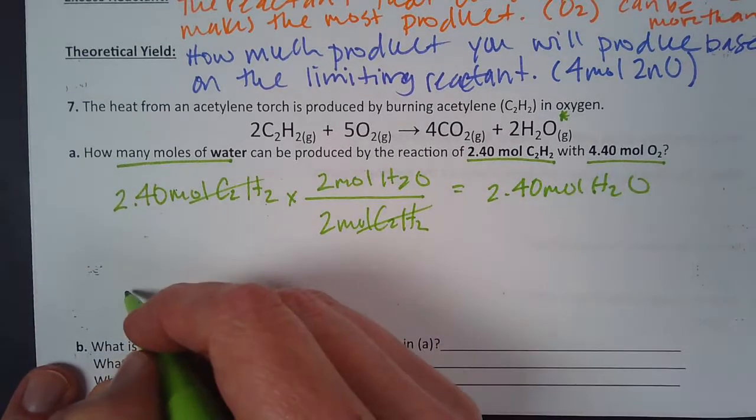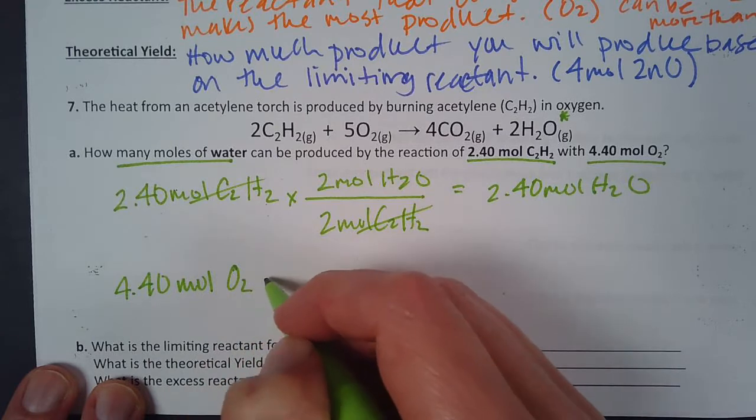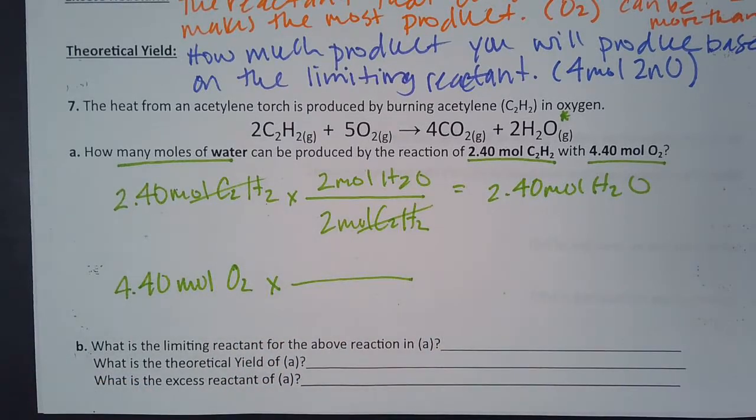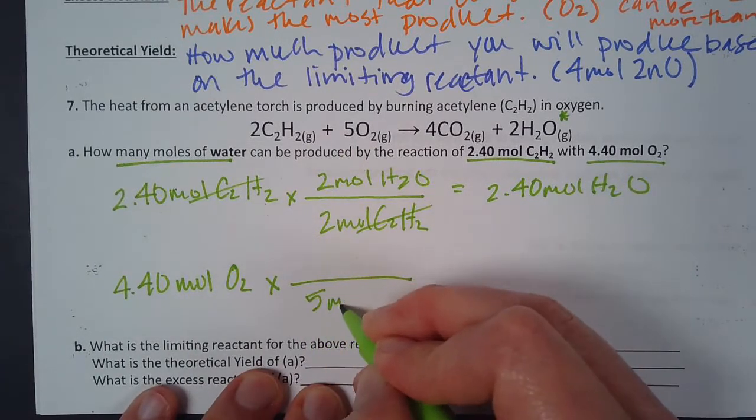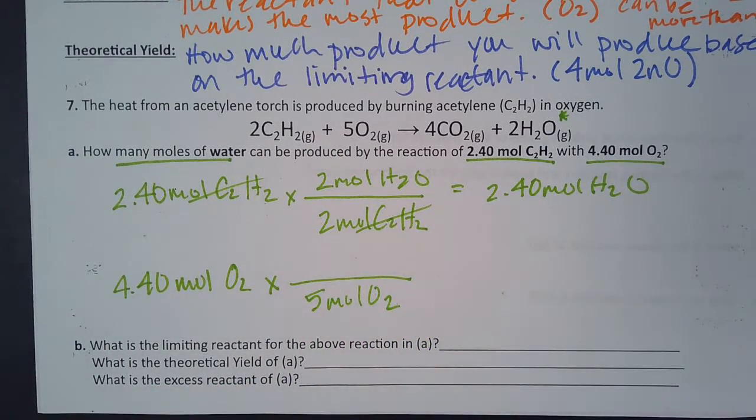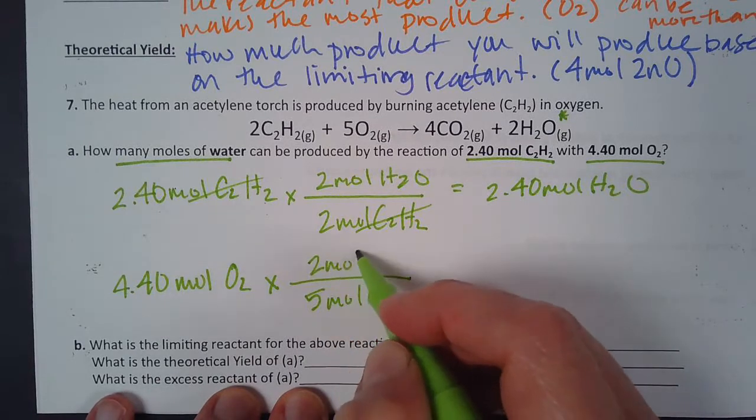For the next one, we need 4.40 moles of the O2. So now we're going to see if this is our limiting. How much could we make? So every time we run this reaction, how many moles of O2 are we going to need? 5. We're going to need 5. So that goes on the bottom. And every time we run this reaction, how many moles of H2O will we produce? 2. So that goes on top.